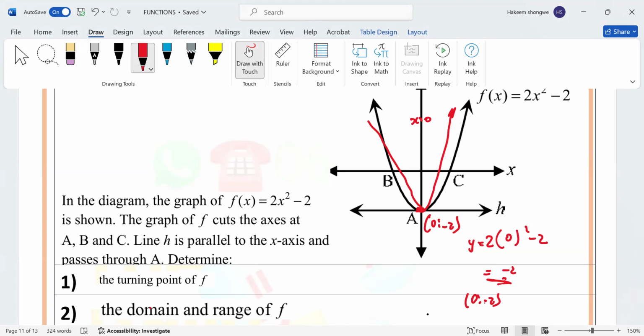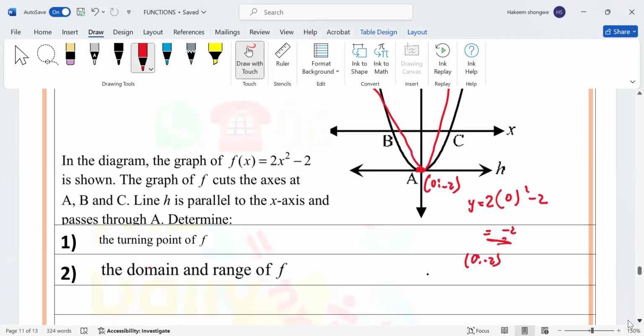What am I bringing forward to you? I'm bringing the word turning point, which is only associated with the parabolic function. A straight line doesn't have a turning point. A straight line doesn't turn. A hyperbolic function doesn't turn. It doesn't have a turning point. An exponential doesn't turn. It doesn't have a turning point. This one is the only one which has a turning point.